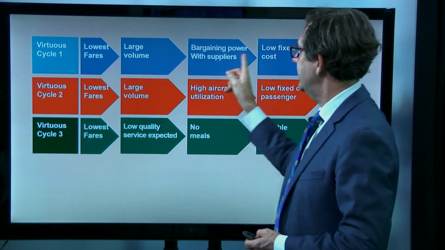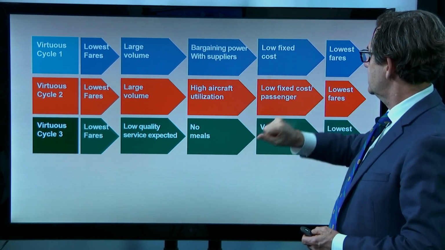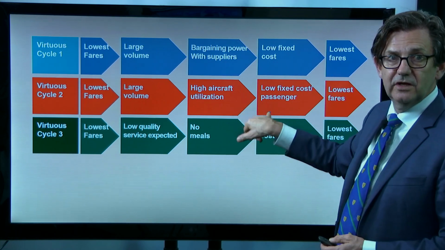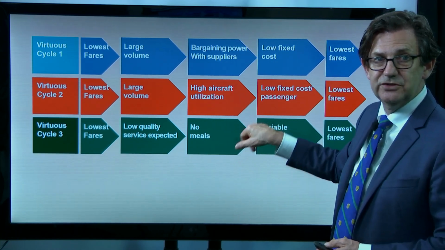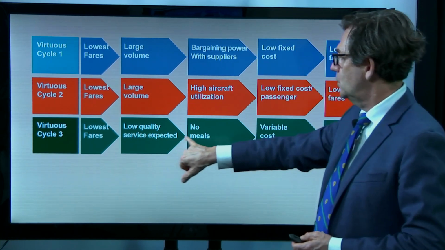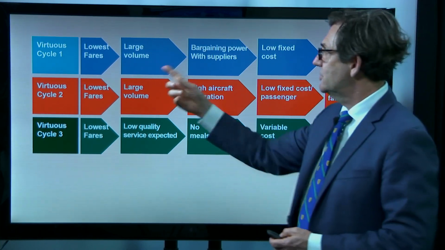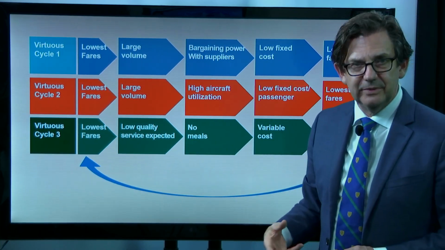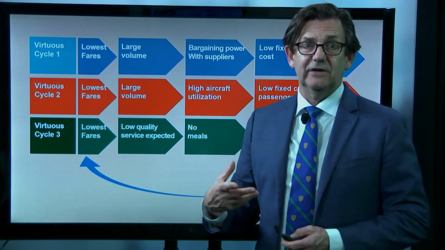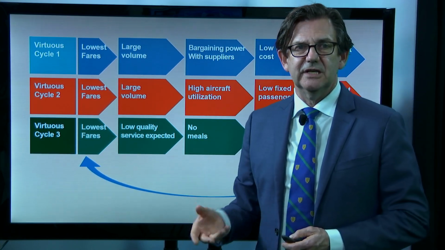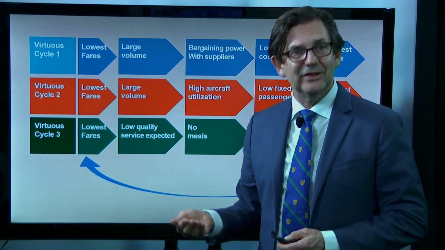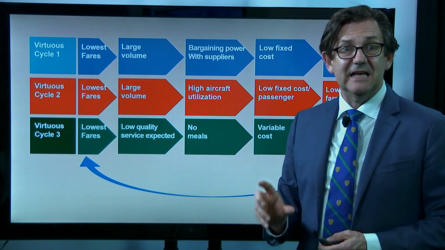The first one is about bargaining power and low fixed cost. The second one is high aircraft utilization, low fixed cost per passenger. The third one is low quality, no meals, variable costs and low airfares. And so these virtuous cycles are incredibly powerful and often will drive a business to huge amounts of success. You might want to look at another one of my videos about ambidexterity.